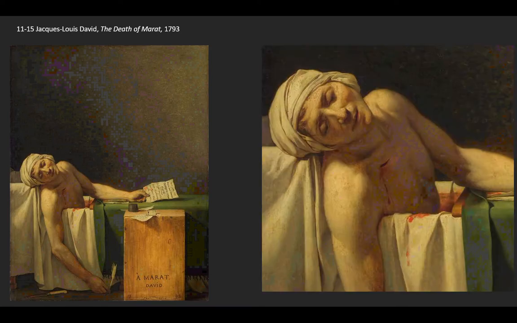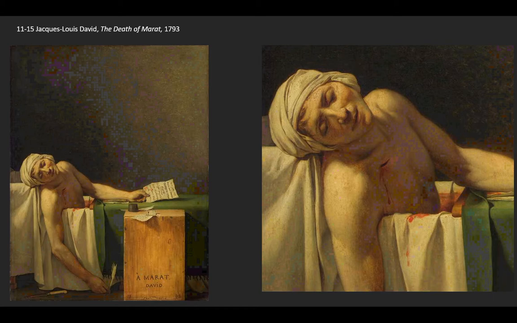Here we see David paints the wound to his chest. This is accurate. This is where he was indeed stabbed. David was allowed into the crime scene. He's close with everyone, as I mentioned before. And so the portrait of Marat is taken from a drawing that David did at the crime scene, and he gets the placement of the wound on his chest accurate.